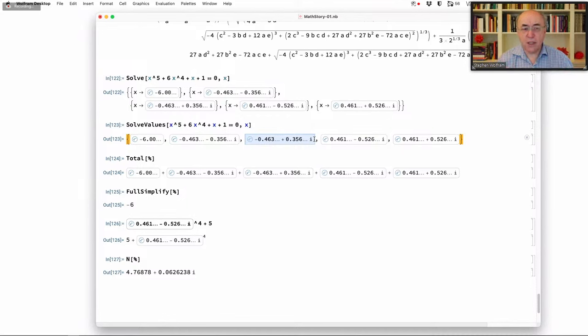The idea is there is a formula for the solution to the quintic, but it doesn't just involve square roots and cube roots and so on. It involves exotic other functions.